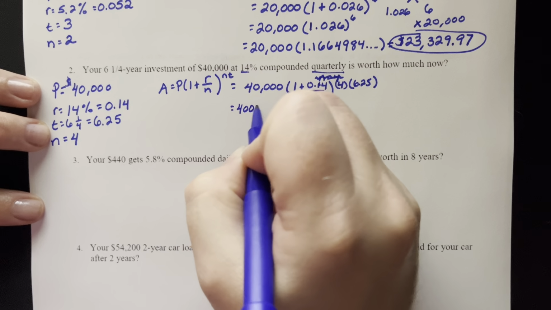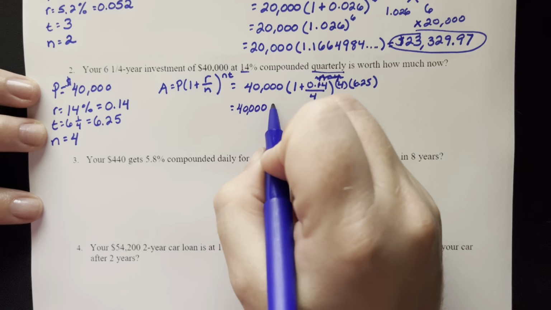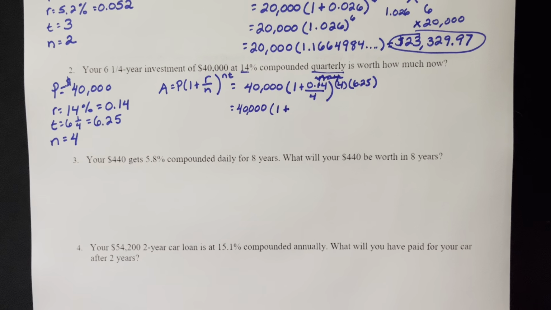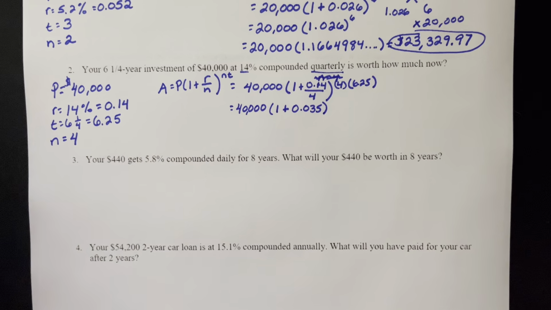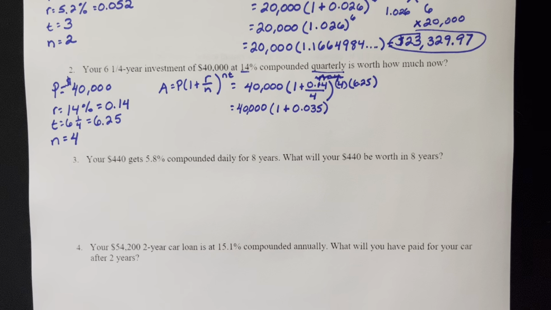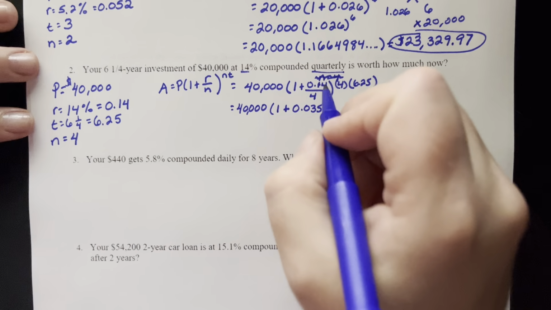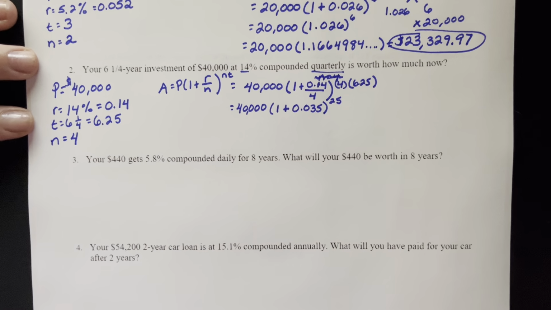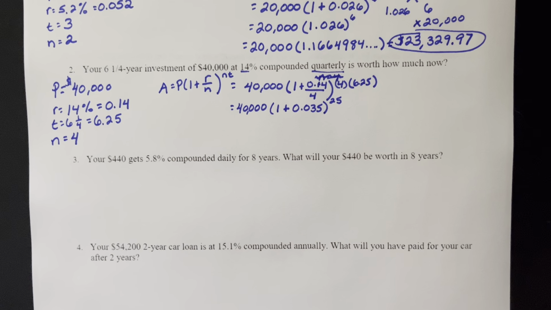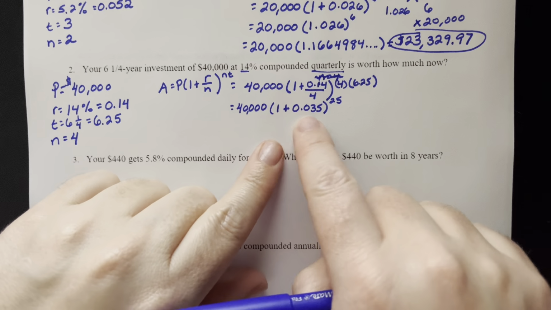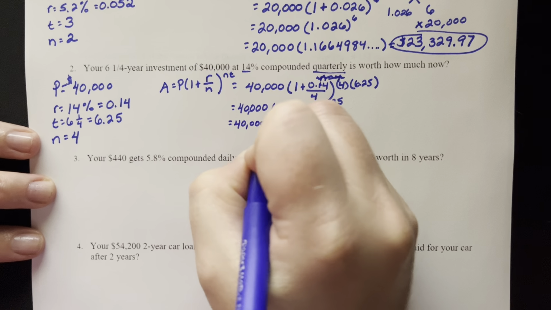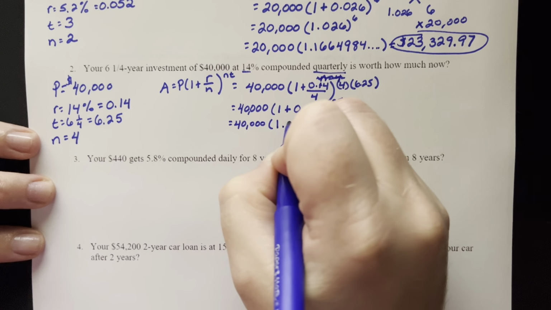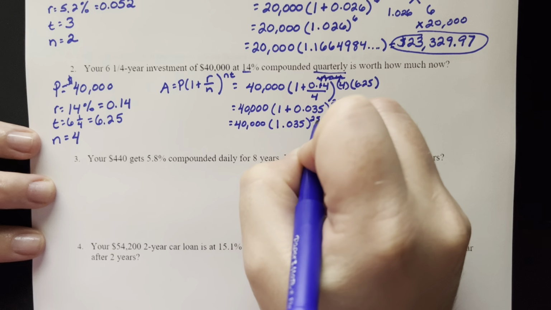So 40,000 times 1 plus 0.14 divided by 4 is 0.035, and then 4 times 6.25 is 25. The next step is to do the addition within the parentheses. So 40,000 times 1.035 to the 25th power.